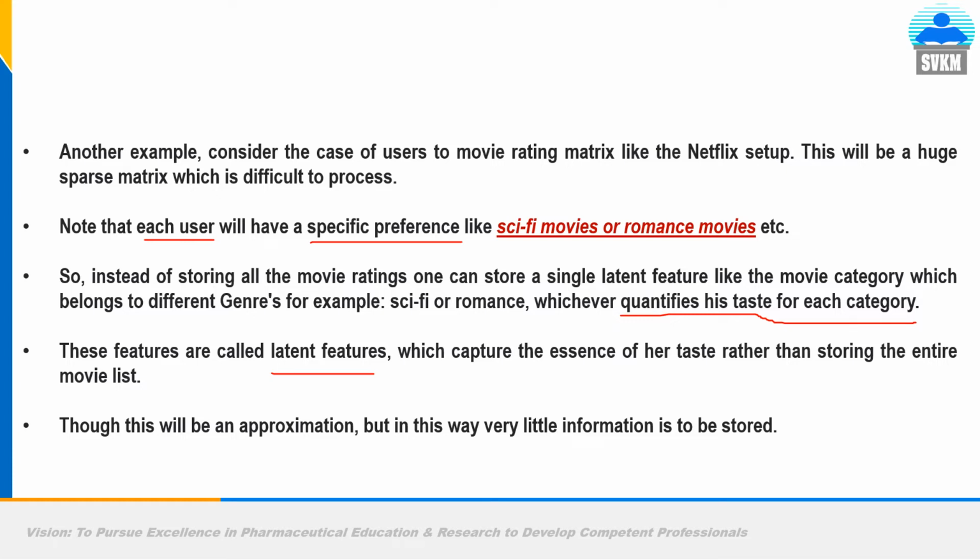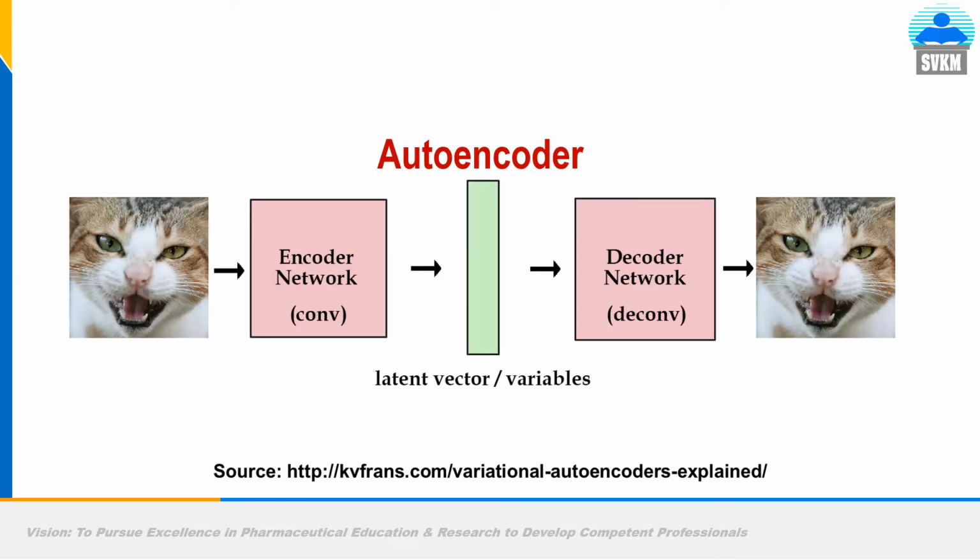Means you have compressed the liking or the habits or the preference of the user, the watcher or the subscriber, based on his taste. So this is the structure of the autoencoder, the plain or standard autoencoder.